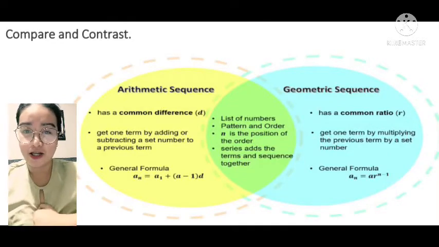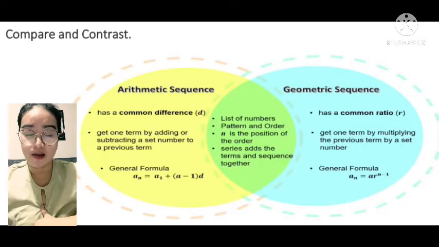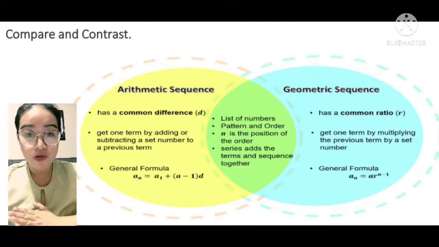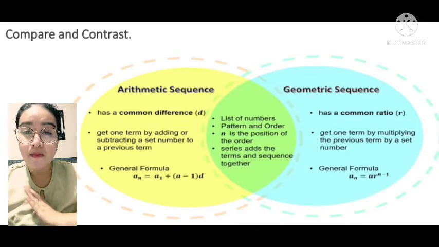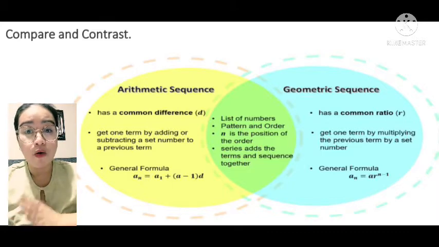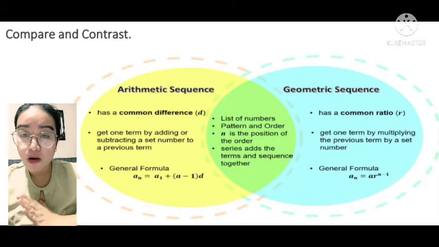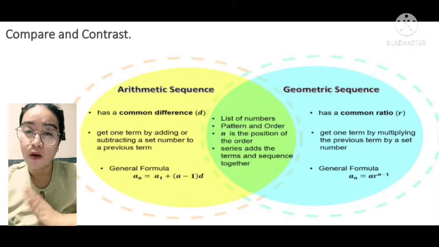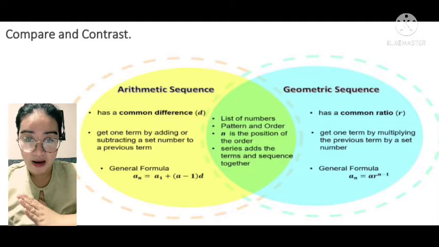So, let us differentiate arithmetic sequence from geometric sequence. Simple lang. Kapag sinabi nating arithmetic sequence, meron siyang common difference. Okay? Pag naman geometric, meron siyang common ratio. At paano nakukuha ang next term kapag arithmetic sequence? By adding or subtracting. Kapag naman geometric sequence, ang ginagawa naman natin para makuha yung next term is multiply. Okay? Minumultiply natin yung kanyang common ratio. Okay?